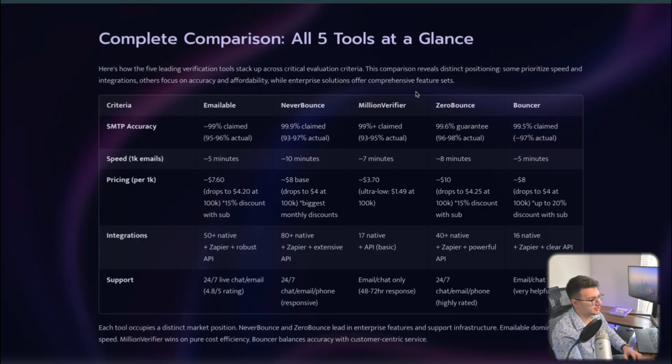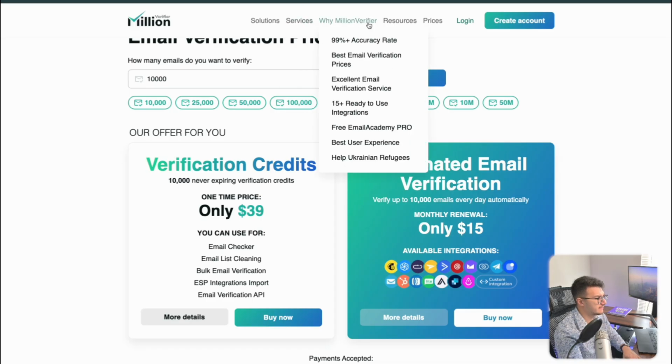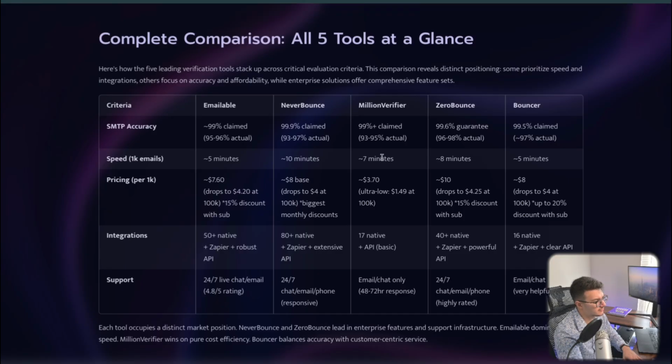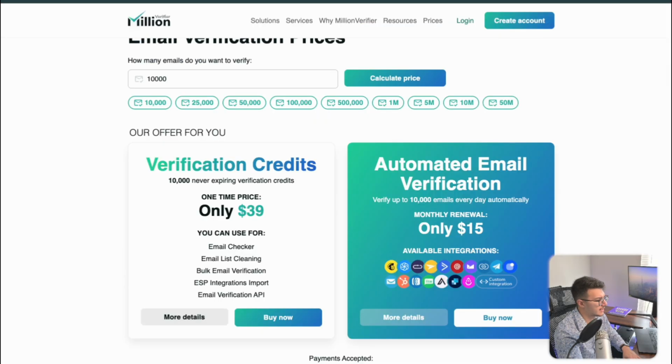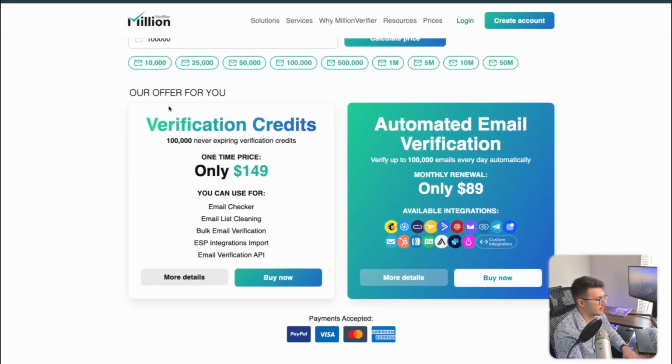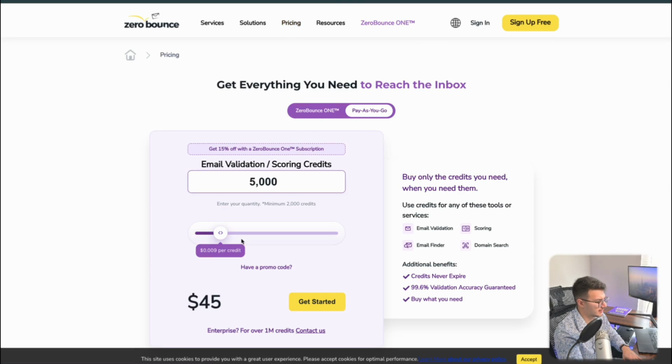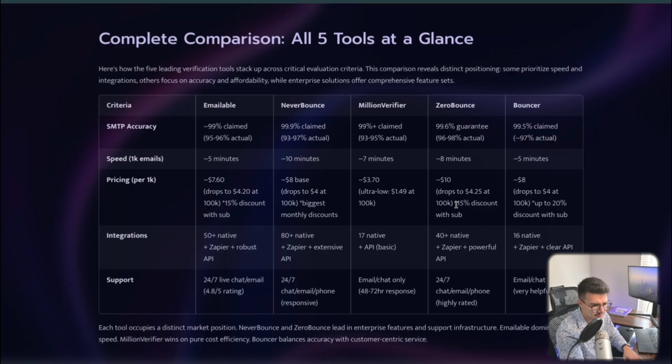Million Verifier will come in as our cheapest by a significant margin. Million Verifier starts off at 10,000 emails for $39, meaning you'll get 1,000 emails for about $3.90. Now, when you get up to 100K, they get even cheaper at about $149 for 100K. Zero Bounce comes in as the most expensive at about $10 per 1,000, as the least you could buy is $20 here. Now, they do also offer a similar 15% discount with subscription and drops to about $4.25 with 100K. Now, Bouncer is $8, same as NeverBounce, and same thing, drops to $4 for 100K, so neck and neck. And they have a 20% discount with subscription.